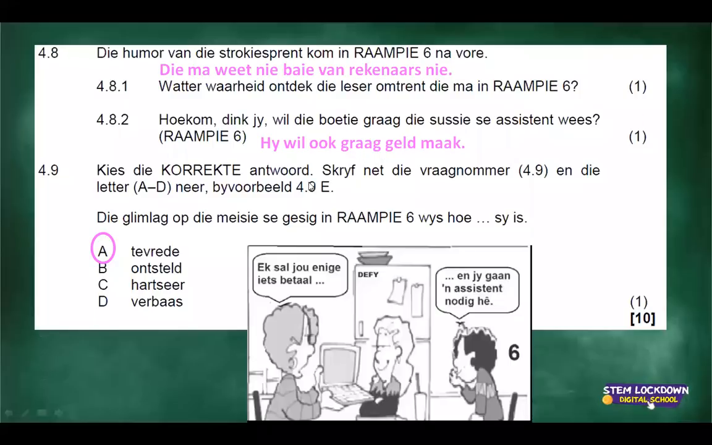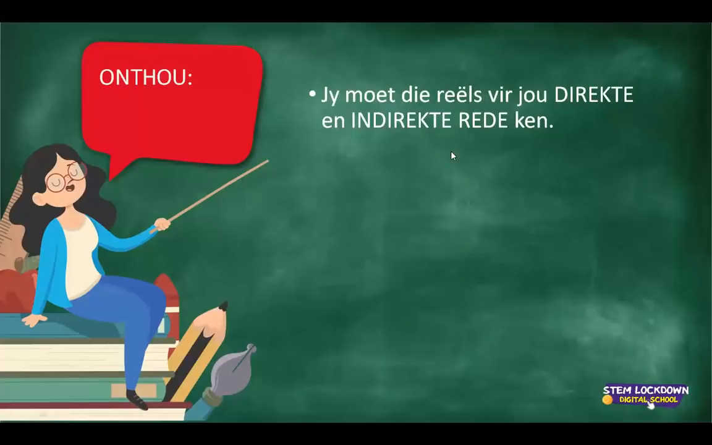En dan kies die korrekte antwoord, die glimlag op die meisie se gesig in rampie 6 wys hoe tevrede, ontsteld, hartseer, verbaas sy is. Now remember, I said you had to try and eliminate this. Hartseer is fair, definitely not. Ontsteld means upset. Verbaas is shocked. If someone is verbaas, their eyes will be wide open. So she is tevrede. That is satisfied. Okay, so dit is nou die strokie. Streng, ek het net gesê, jy moet jou reels vir die direkte en indirekte rede ken.